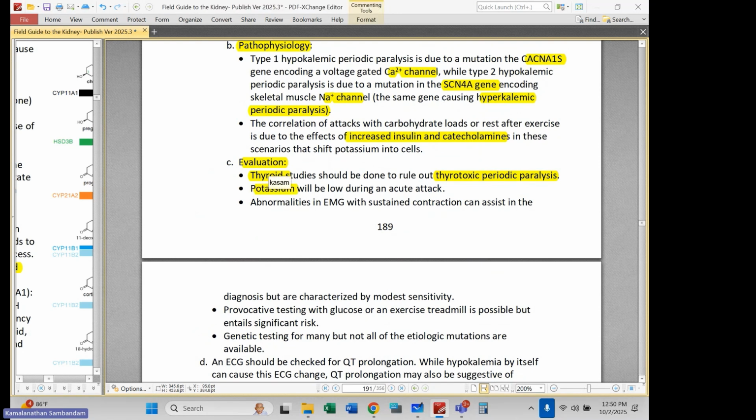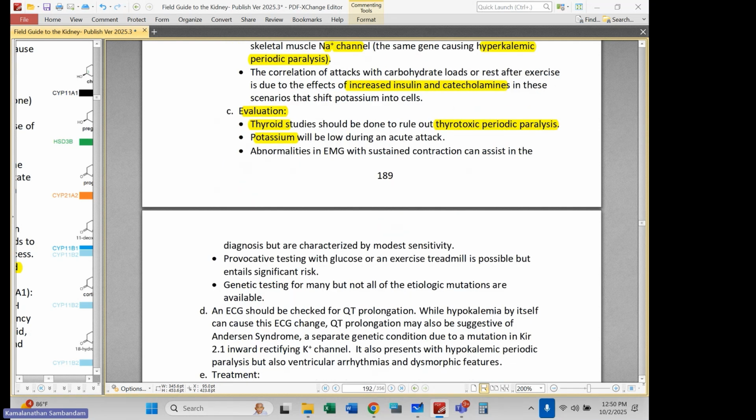Potassium will be exceedingly low, usually in the twos for these patients. These individuals can have some changes in electromyograms. That was, I would say, a more older way to diagnose some of these. EMG testing was done by neurologists in order to diagnose these periodic paralysis syndromes, both hyper and hypokalemic. But now we're doing more genetic testing, I would say.